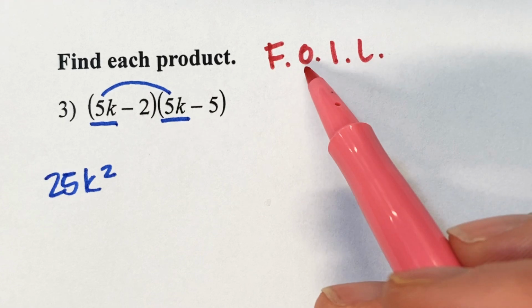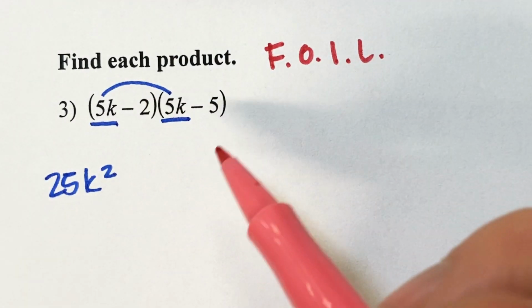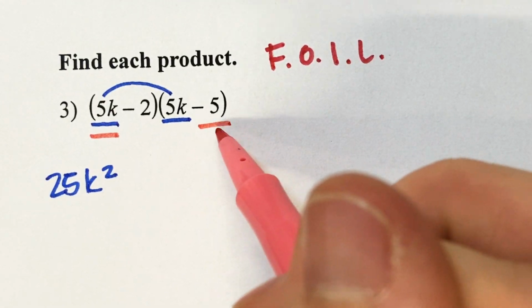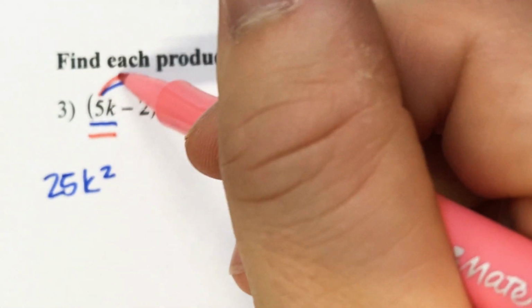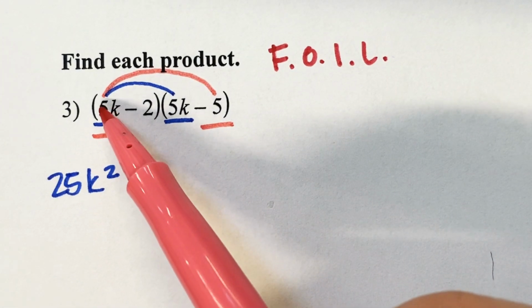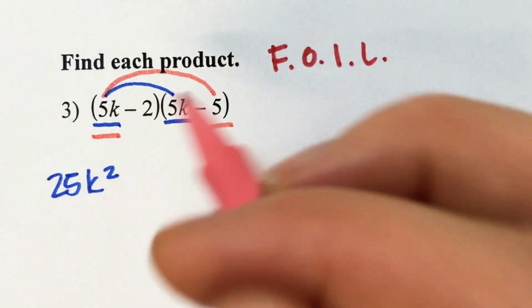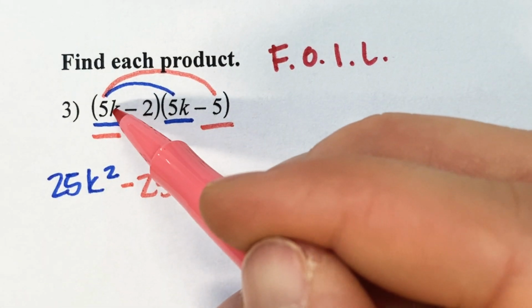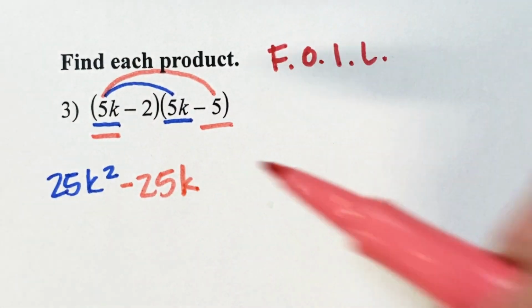Now we have the O in FOIL. The O in FOIL stands for the outside. So outside terms, okay? So that's on the outside and -5's on the outside. So now we're gonna take 5K times -5. Okay, so again, we have 5 times -5. It's gonna give me -25. Okay, and there was only one K on these guys.